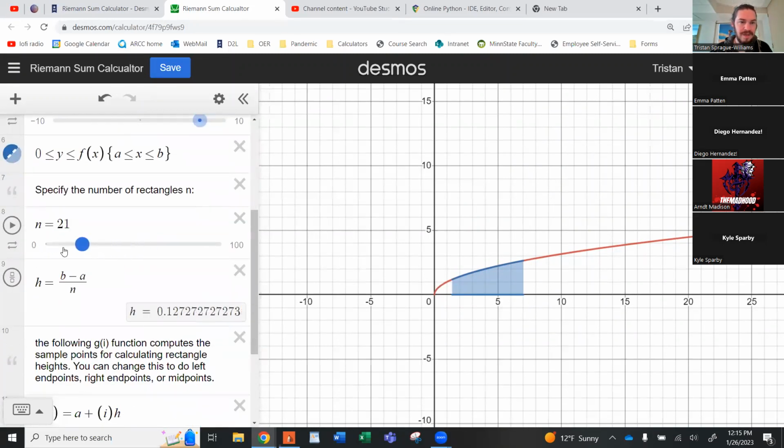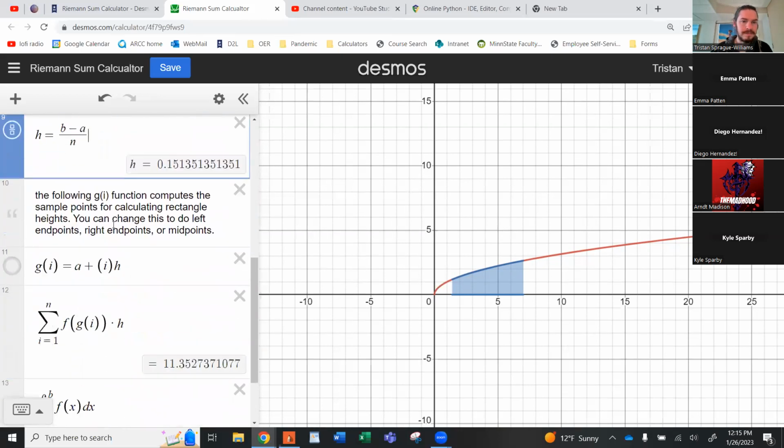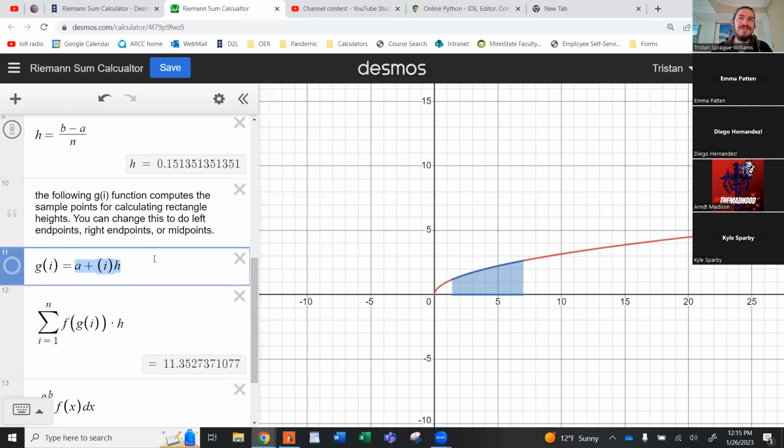We can change the number n. And just like I showed you yesterday, we got n here. So you can do 37 rectangles or whatever. We're calculating our change in x, which is called h here. And then we defined this function yesterday, g of i, which is the function that computes the sample points. x i star is the notation we used back in Calc 1. Textbooks will use the x i star notation. Desmos doesn't allow that kind of fancy notation, so it's just a function, g of i.